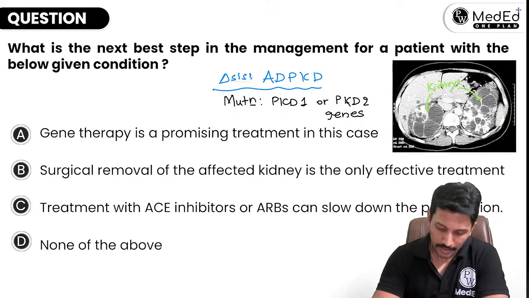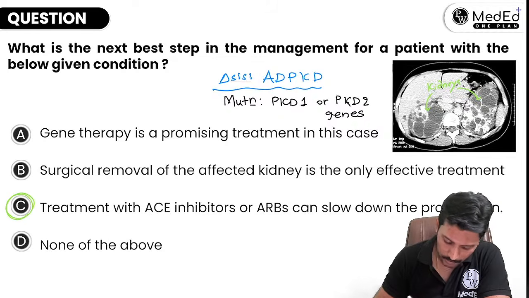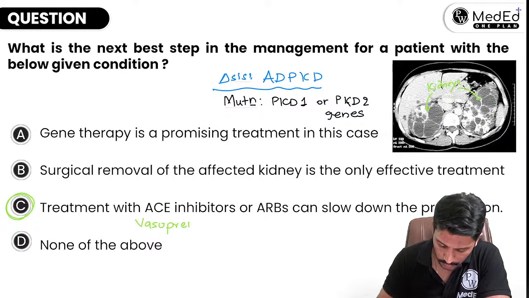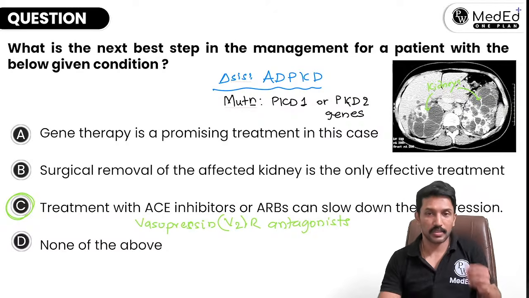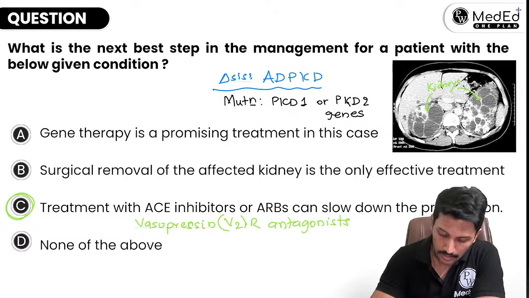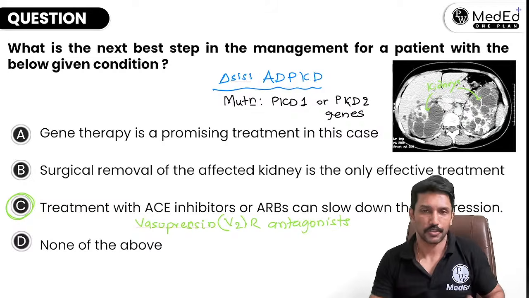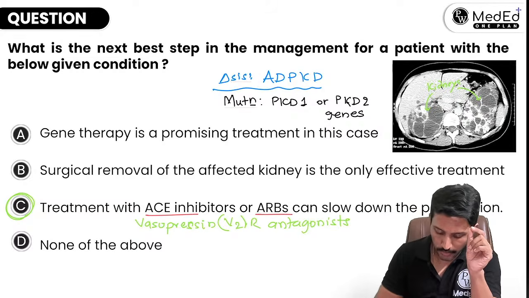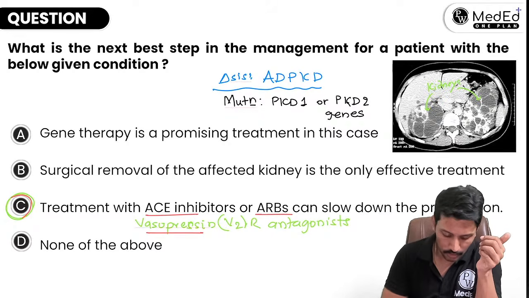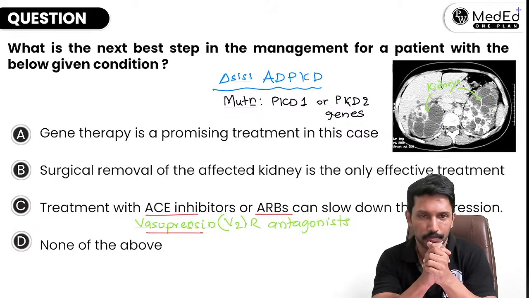Yes, treatment with ACE inhibitors, ARBs, and also vasopressin V2 receptor antagonists. Can anybody give me examples for the V2 receptor antagonists? They tend to slow down the disease progression. So ACE inhibitors or ARBs and the vasopressin receptor antagonists can slow down the disease progression.